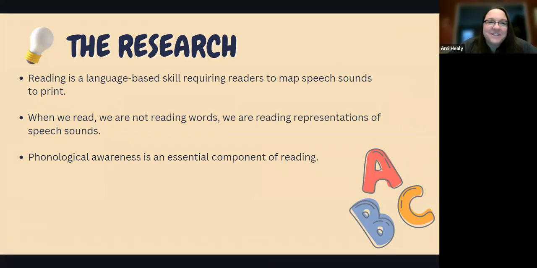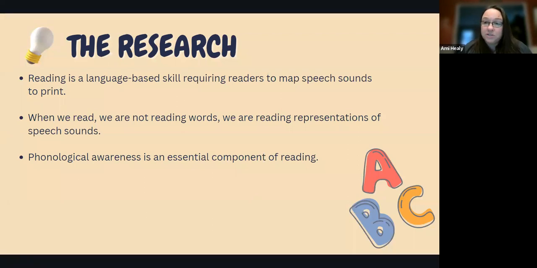All right, so let's think about the research first, based on some things that we've talked about in previous sessions. I'm not going to go into great detail because we've spent many sessions already on what applies today. First of all, reading, we know, is a language-based skill. Reading requires readers to map speech sounds to print, and we've talked about this several times this year: how the brain learns to read and that whole process of mapping speech sounds to print.